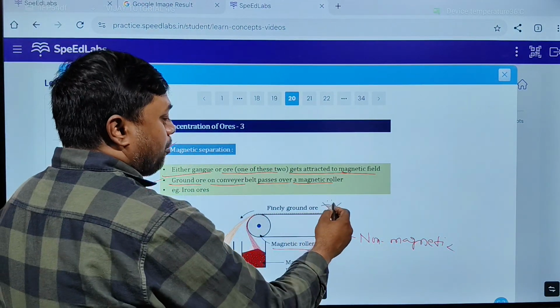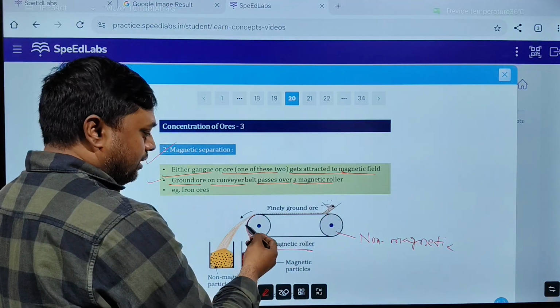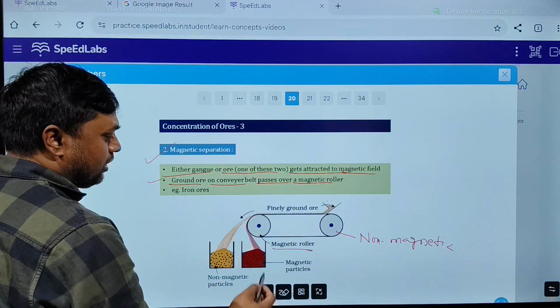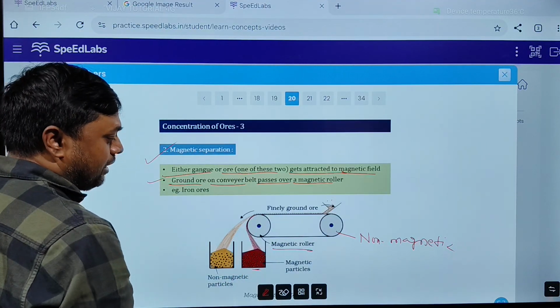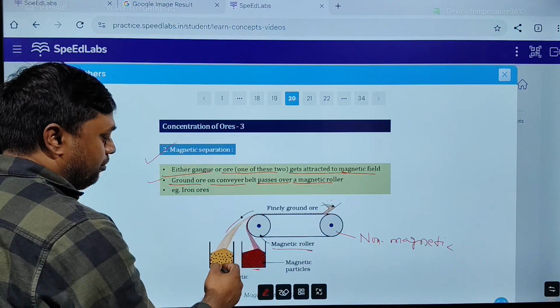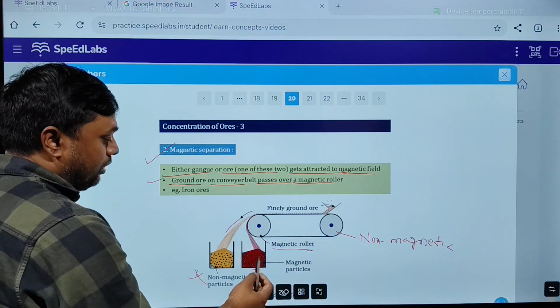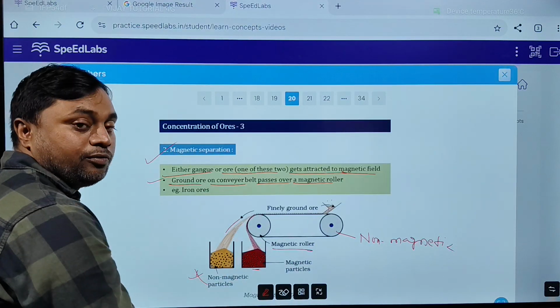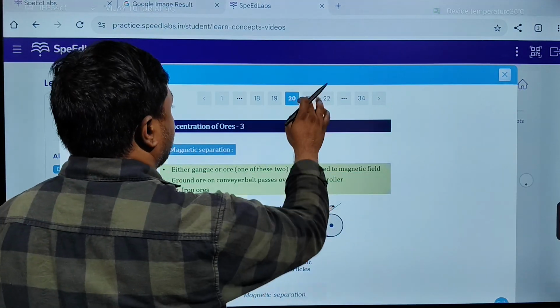Here the ground ore is allowed to pass over the conveyor belt. There are two containers. The magnetic particles will fall only in this container and the non-magnetic particles will be stored in this container. In this way the magnetic particles are separated from non-magnetic particles. It is generally used for magnetite ore.